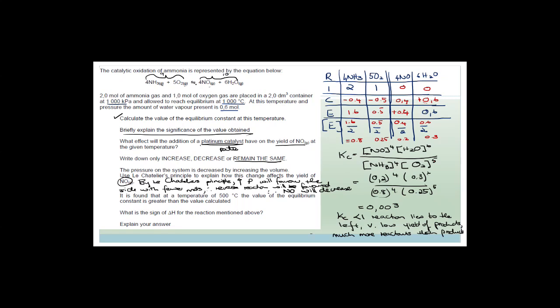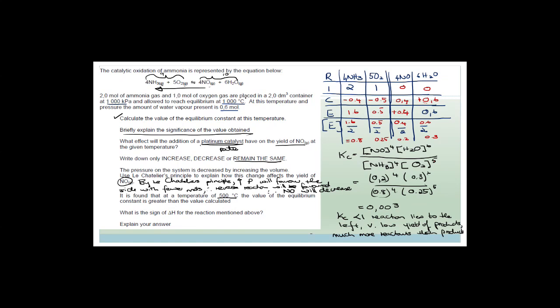Okay, because what's going to happen is this reaction is going to go this way. It's going to favor the reverse reaction. Admittedly, it's quite a small change. I mean, it's from 10 to 9 moles. It's not a huge change. Okay, but it will favor the reverse reaction, and therefore the concentration of NO will decrease, and the yield of NO will decrease. Okay, now it is found that at a temperature of 500 degrees Celsius, the value of the equilibrium constant is greater than the value calculated. What is the sign of delta H for the reaction mentioned?